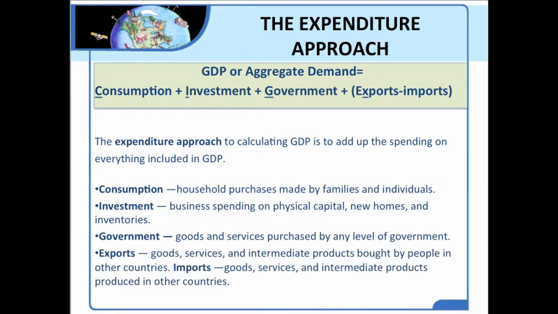And then finally, we have to count purchases by the foreign sector. Those are what we call exports. Exports are goods made in the United States that we sell to people in other countries or to other countries. So it could be any goods, services, or even intermediate products that are made here but sold elsewhere.